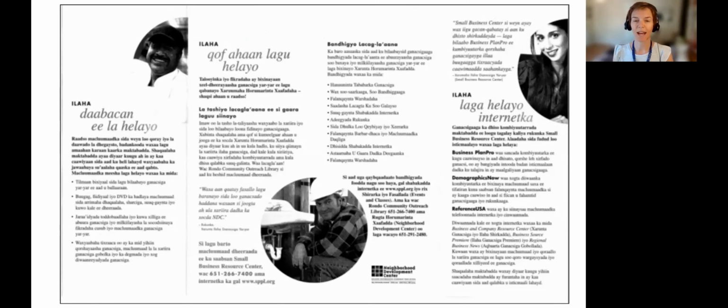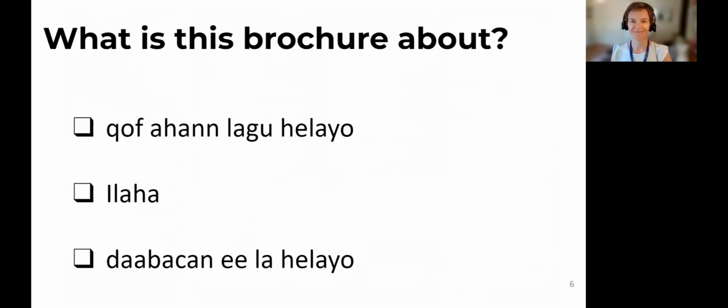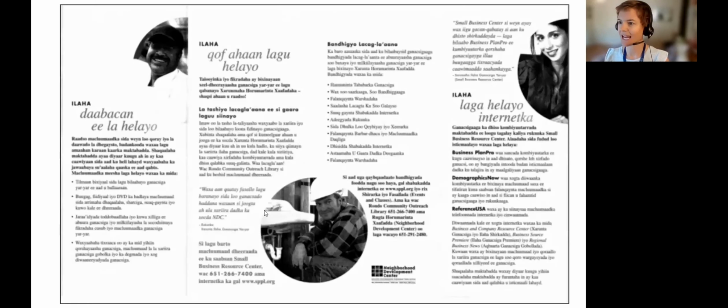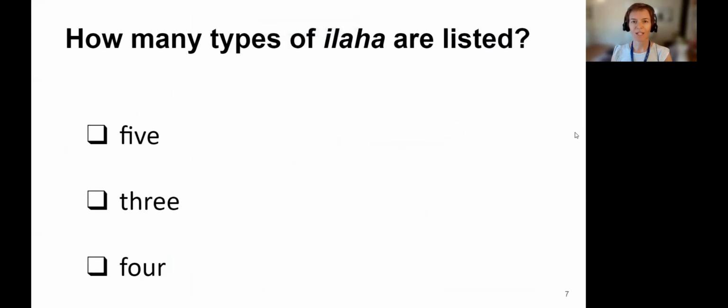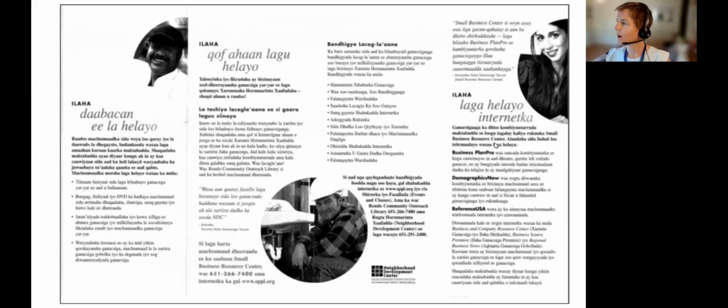Okay, so question 1, what is this brochure about? Let's look back at it. The answer is number 3, because we can see ilaha, ilaha, ilaha represented in all 3 of the columns. We don't know what it means, but we know it's about ilaha. Question 2, how many types of ilaha are listed? Let's go back, 5, 4, or 3. Well, I'm going to guess it's 3 because I see ilaha, ilaha, ilaha. I'm going to guess 3.